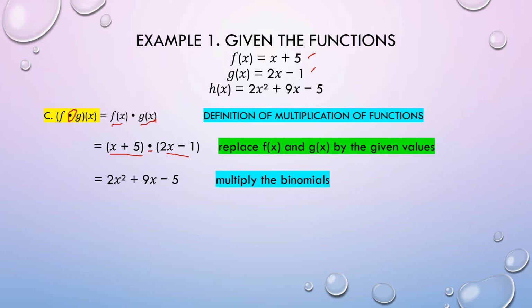So how did we do that? Multiply first term and second term. So x times 2x. We got 2x squared. And next we have x times negative 1. Okay, I will write here. That becomes negative x. Okay. And next we have 5 times 2x. Our answer is plus 10x.